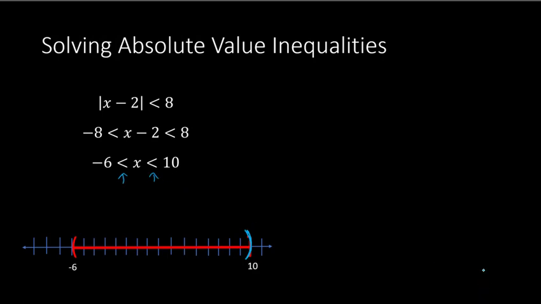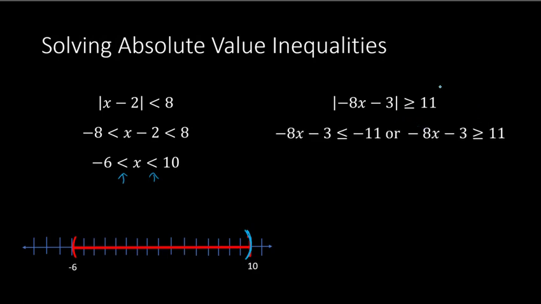Let's try another example. And here we have a greater than or equal to symbol. So first off, realize that the greater than symbol indicates that we have an or statement. Remember, greater than is going to be an or statement. So what we have is negative 8x minus 3 is greater than or equal to 11. So we just rewrite it. Negative 8x minus 3 is greater than or equal to 11, or negative 8x minus 3 is less than or equal to negative 11. So you switch the inequality from greater to less than, and from positive 11 to negative 11.